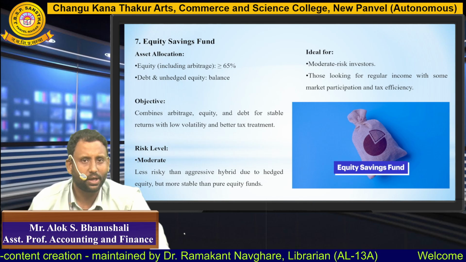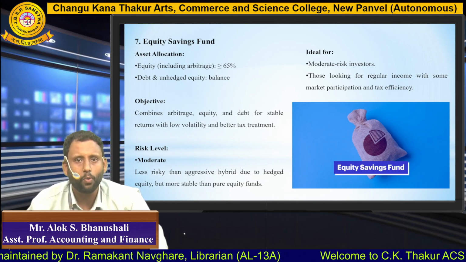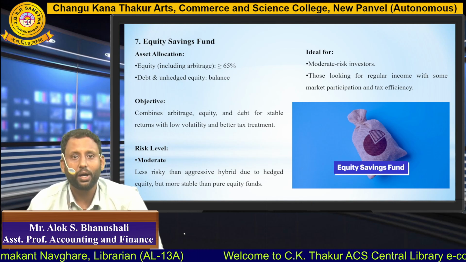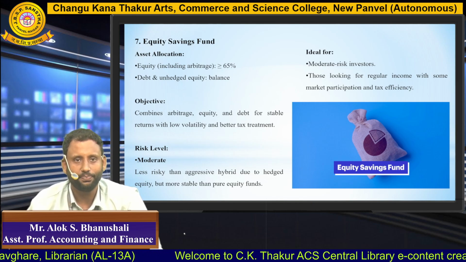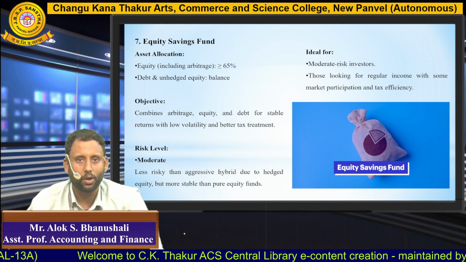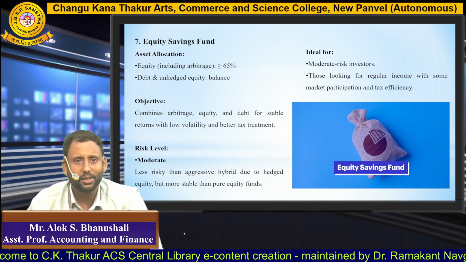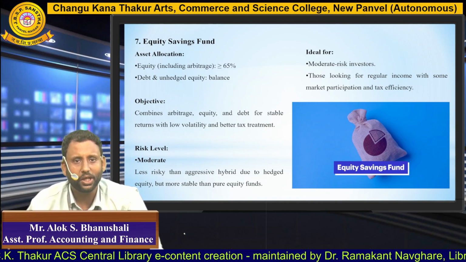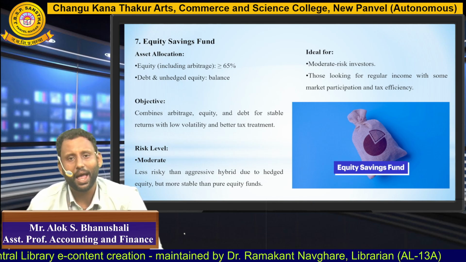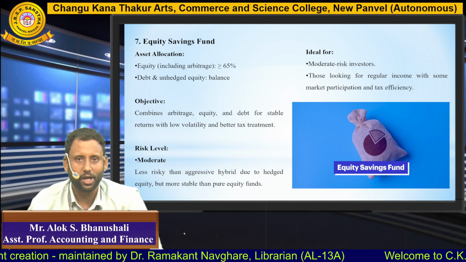The objective is that it combines arbitrage, equity and debt for stable returns with low volatility and better tax treatment. So in this we are combining the equity market, debt market and arbitrage market. Risk level is moderate. Why? Because there is arbitrage and there is equity also. If equity is involved, the risk level will be moderate. It is less risky than an aggressive hybrid fund due to hedged equity, but not as stable as... more stable than a pure equity fund. Why? Because it includes hedged equity, meaning arbitrage, also.